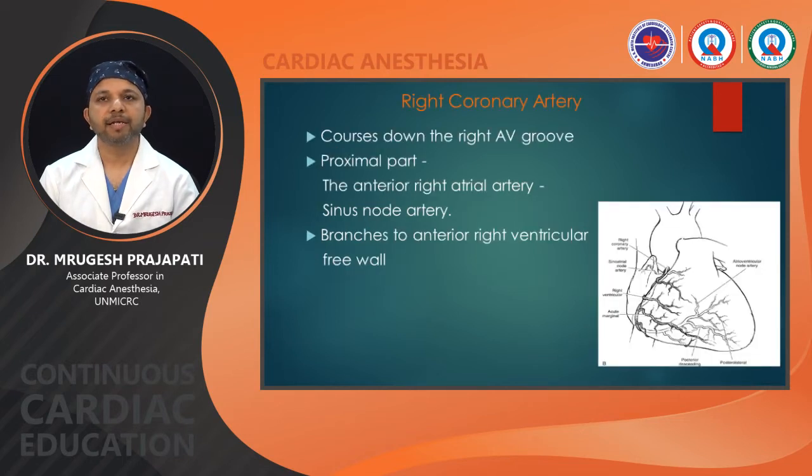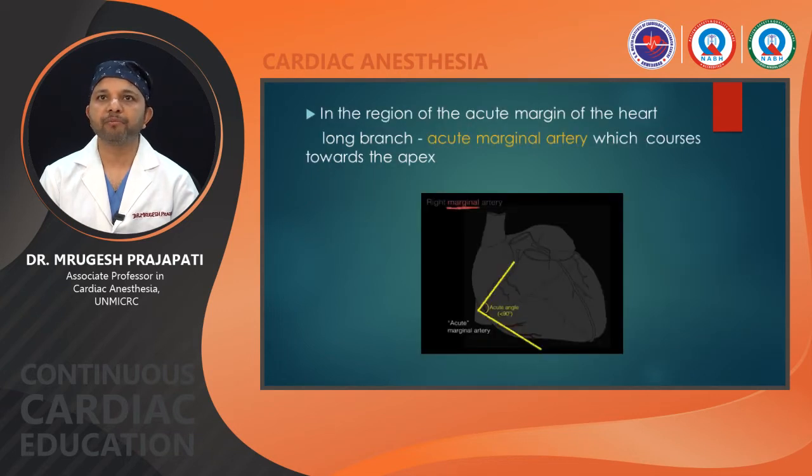The right coronary artery is a large coronary artery which extends from the right sinus of Valsalva, and it courses down to the right AV groove. In its proximal part, it gives branches like the sinus node artery, conal artery, and the anterior right atrial artery, and then it comes toward the right acute margin of the heart and gives branches to the right ventricular free wall. In the region of the acute margin of the heart, it gives long branches named the acute marginal artery, which courses toward the apex.